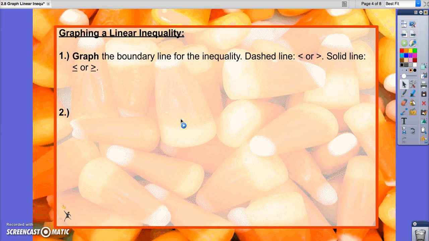Step 1, graph the boundary line for the inequality. Dashed line is less than or greater than. Solid line is less than or equal to or greater than or equal to. So you graph it just like you know how to graph a regular line or an equation of a line.